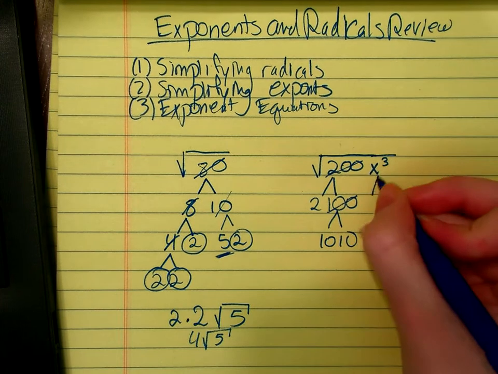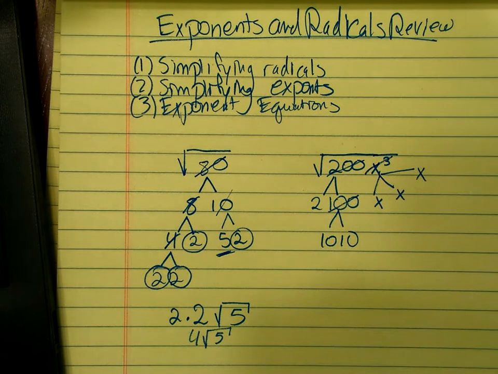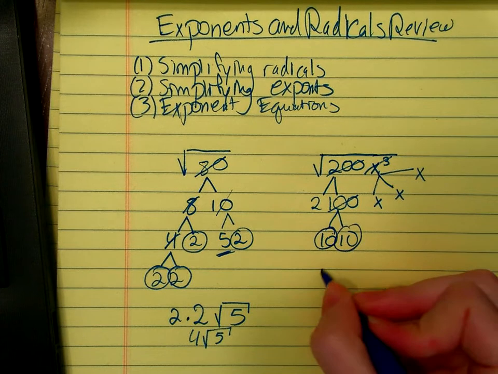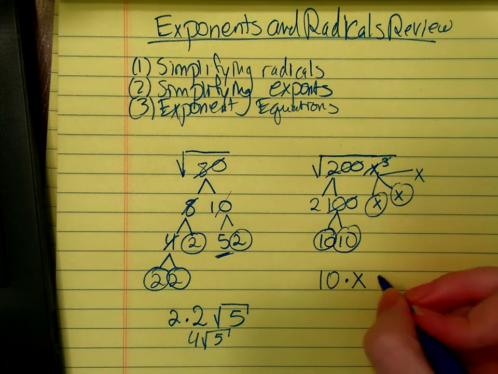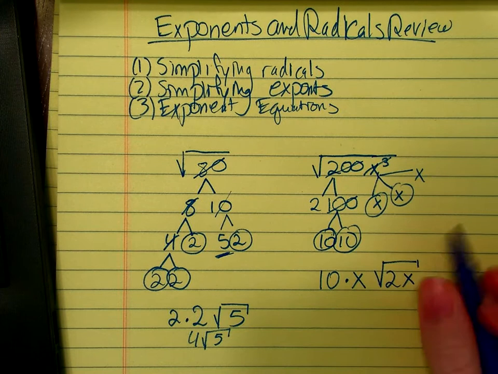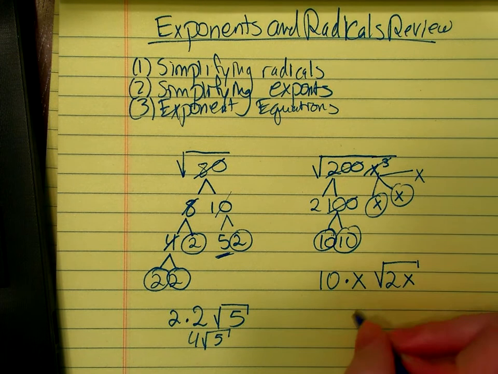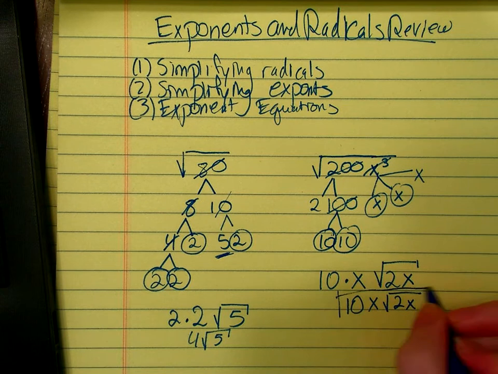Now x to the third, that breaks down into 3 x's being multiplied by itself. Now I can go through and circle that I've got a pair of 10s, and I've got a pair of x's. And what am I left with? 2x. Now if you did this right, you should always find you're left with just one of the variables or none of the variables underneath the square root, because anytime you have an x squared, that can be pulled out. So then I have 10x square root of 2x.